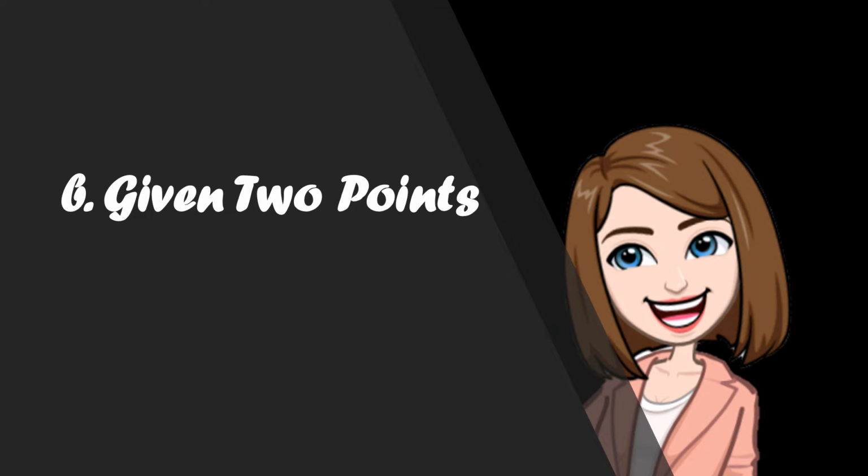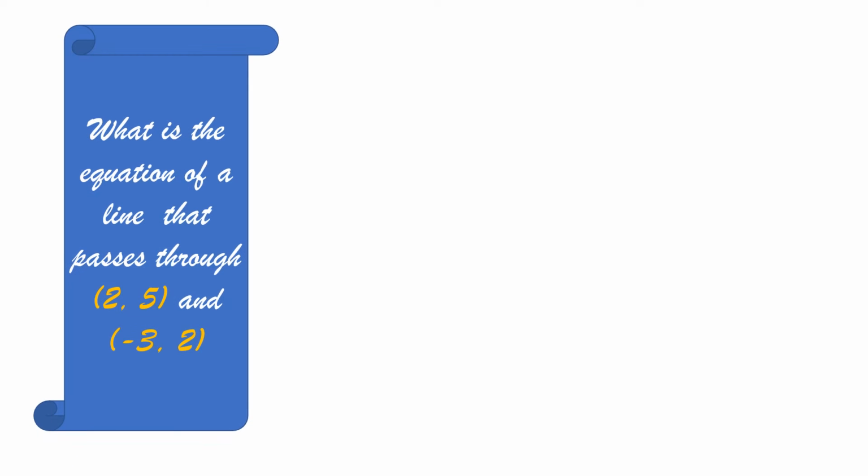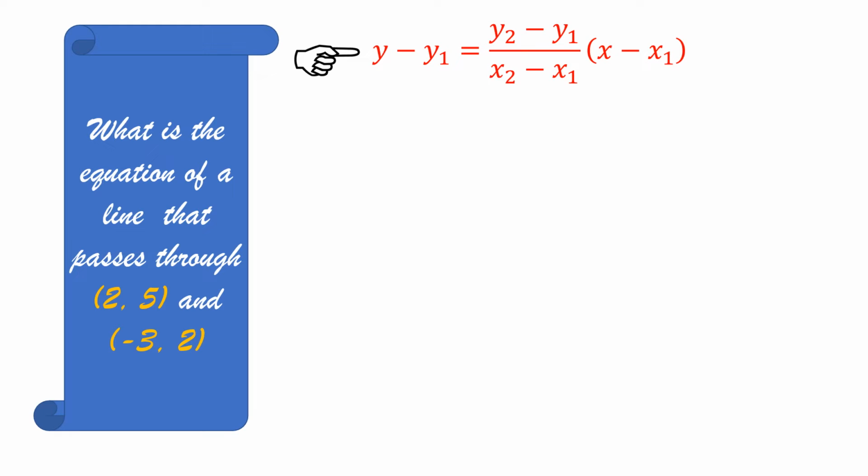Another is, what is the equation of a line given 2 points? Our example is, what is the equation of a line that passes through 2, 5 and negative 3, 2? So since the given are 2 points, we will be using the 2-point form. So here, we need to determine first the values of y sub 1, y sub 2, x sub 1, and x sub 2. So we will let point 1, the 2, 5. So we have the values of x sub 1 equal to 2 and y sub 1 equal to 5.